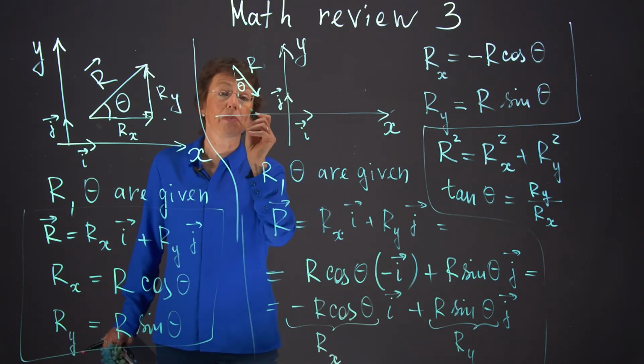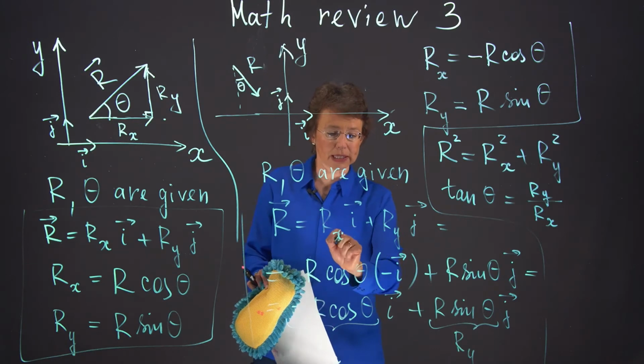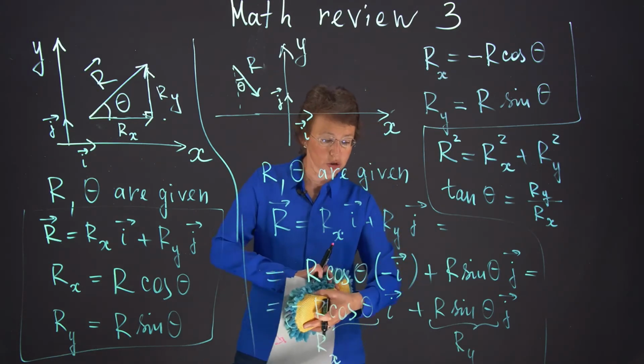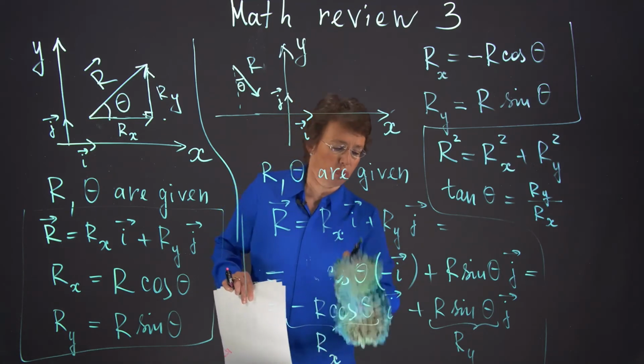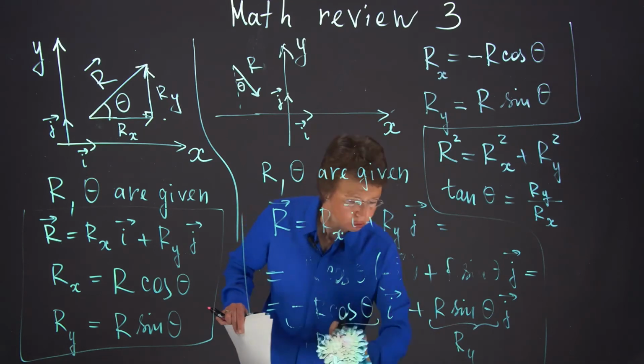So, what's step number one? I know that any vector could be written as r sub x i plus r sub y j, and what I need to do is find each of these components.